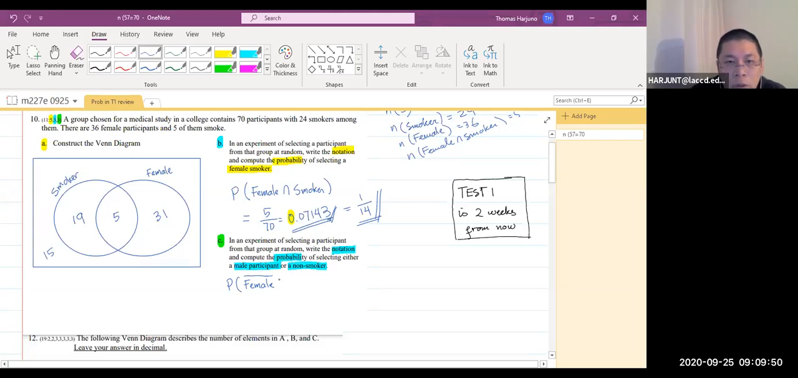So continue, or non-smoker. So I write smoker and then not. You see what I mean? Now then, not female refers to this guy and this guy, right? So that's 15 plus 19. It's an OR, don't forget. Once it satisfies one of them, you count it in if it is an OR. Or non-smoker, that's 31 and 15, but 15 already counted, so 31 over the total of 70. What is this? This is 65 over 70, that is equal to 13 over 14.